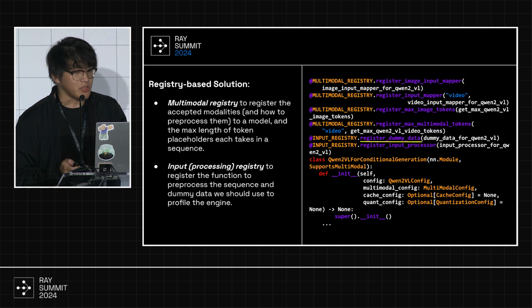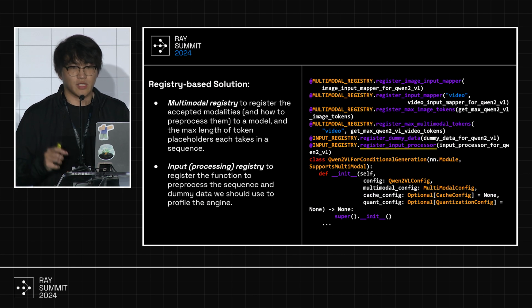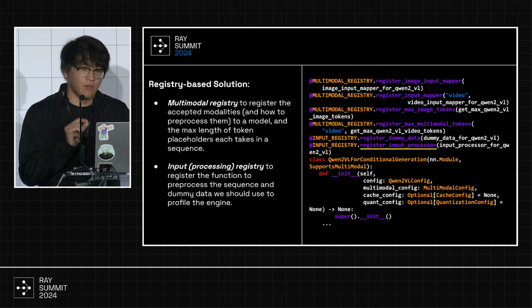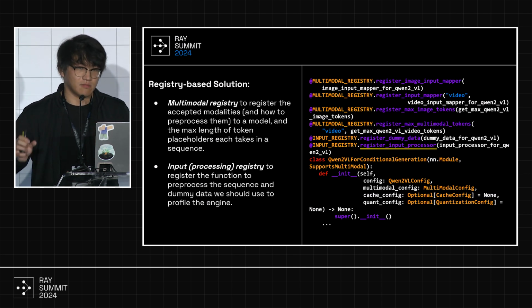For the input registry, in order to profile the engine to allocate the right amount of KV cache, we need to define what a dummy sequence looks like with its corresponding dummy input data items. And finally, we have an input processor. I know it sounds a bit vague, but this is where we put the logic to format your Hugging Face compatible prompt into the actual sequence that the model will see. This means extending the tokens by the actual number of image embedding size tokens in the input prompt.